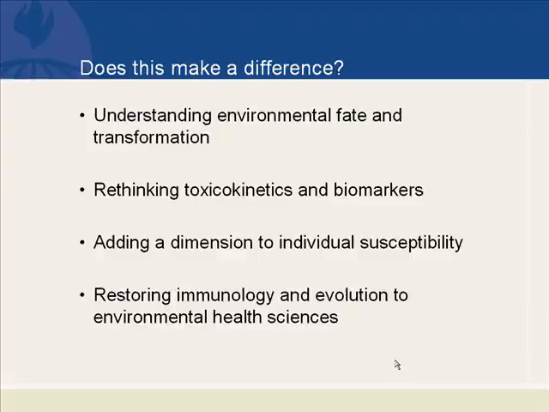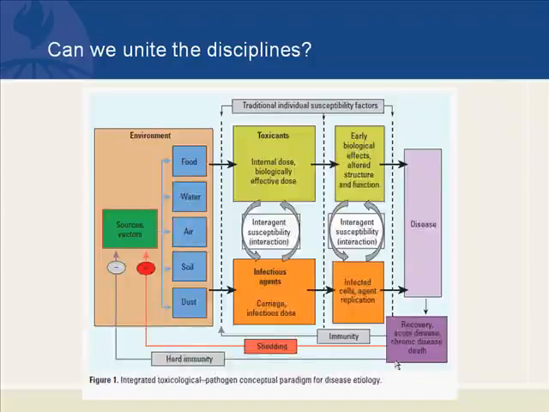And finally, I think it does allow us to restore the importance of immunology and evolution to environmental health sciences, which is something that one of my students argued in a study in which she incorporated both the modeling of toxicology with the modeling for infectious disease, making the proposal that there could be an enrichment of both domains of science and research by thinking in a more collaborative, mutualistic way, perhaps.